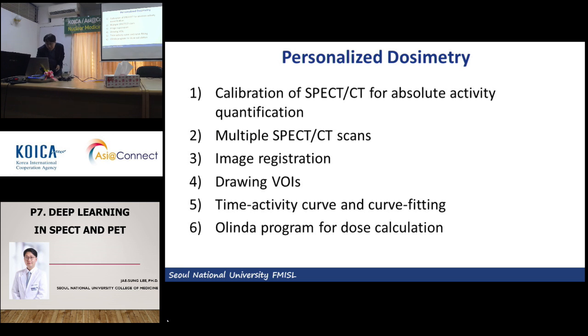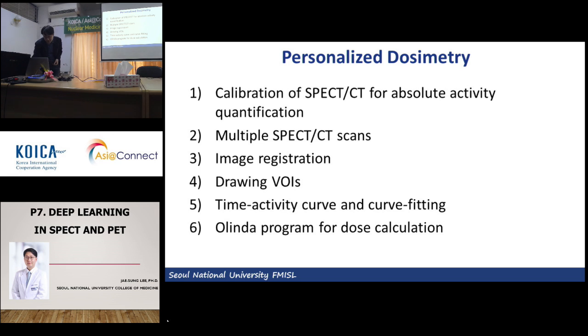But this Olinda program is based on the standard framework, so it doesn't care about the variation in our anatomy. It seems to me that we use a lot of time and effort to calculate the individual time activity curve, but at the last stage we do a really wrong thing. We didn't care about the variation in our anatomy.